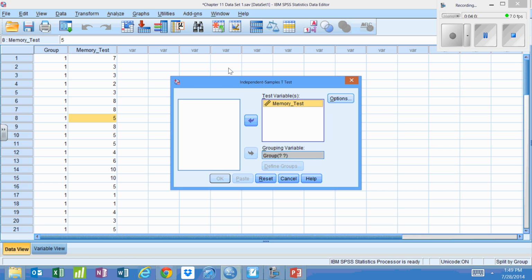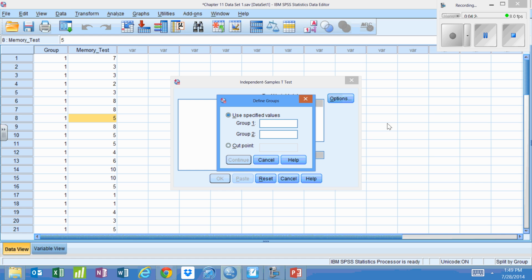And we're going to move our test variable into the test variable box, our memory test, because that's what we're actually testing. Our grouping is just going to split them up. You see these question marks under group, and what you need to do is define our groups. Group 1 is those labeled with a 1. Group 2 are those labeled with a 2, which you would think SPSS could figure out for you, but for some reason it cannot.